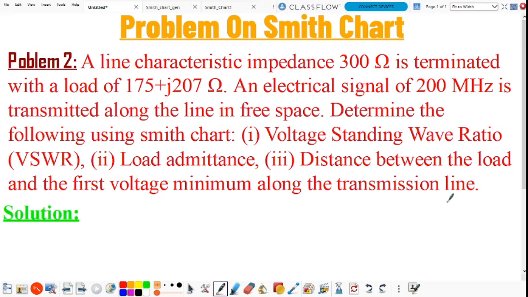Given that the characteristic impedance Z0 is equal to 300 ohms, the load impedance ZL is equal to 175 plus j207 ohms, and the signal frequency f is equal to 200 megahertz. So calculate the voltage standing wave ratio, determine the load admittance, and determine the distance between the load and the first voltage minima along the transmission line.